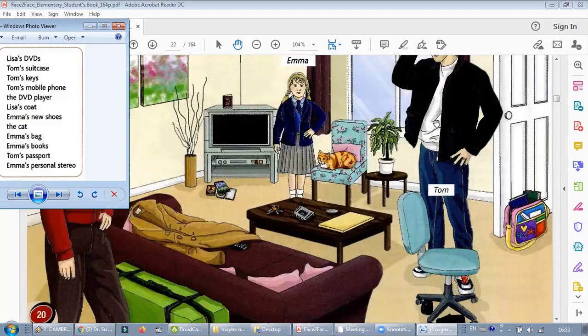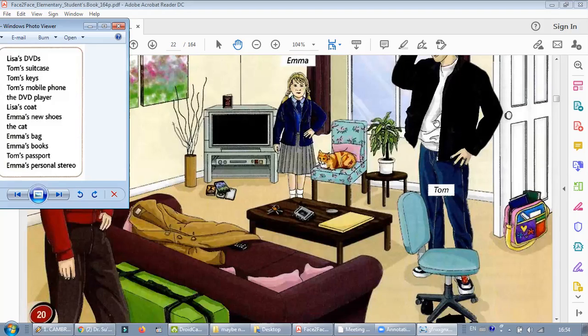Okay, what about Emma's books? Fatima, where are Emma's books? Can you see Emma's books, Fatima? They're in the bag. They're in the bag, okay. Or in her bag. Or in her bag, that's also okay.